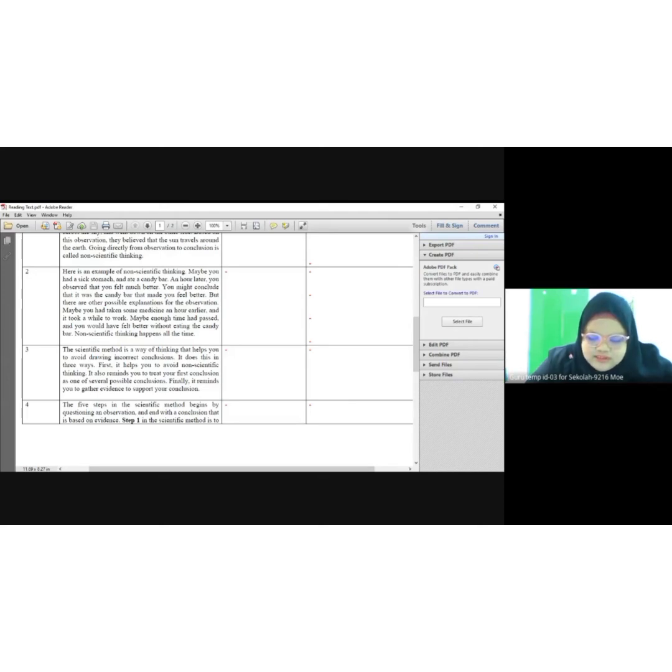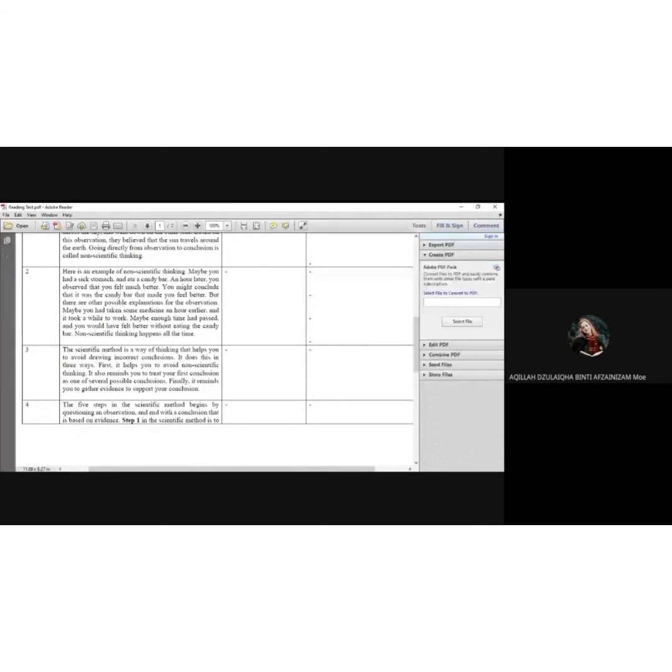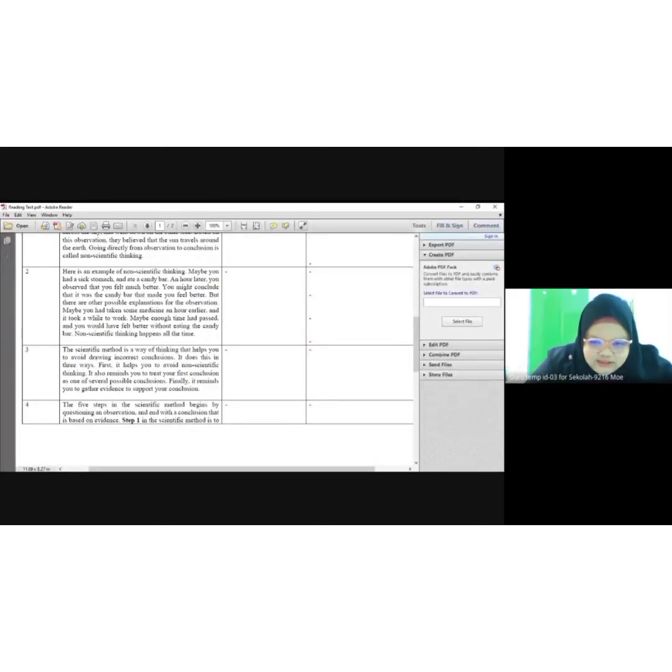So what about the second supporting detail? Step 2 is to state a possible answer to the question, or a hypothesis, such as a candy bar makes a sick stomach feel better. Yes, correct. Very good. What about supporting detail number 3?